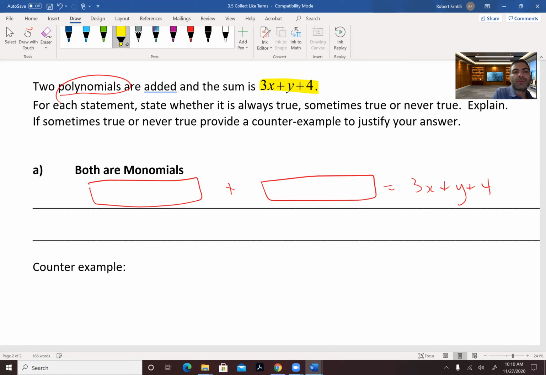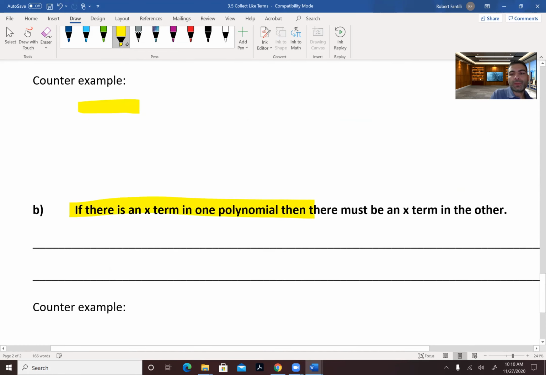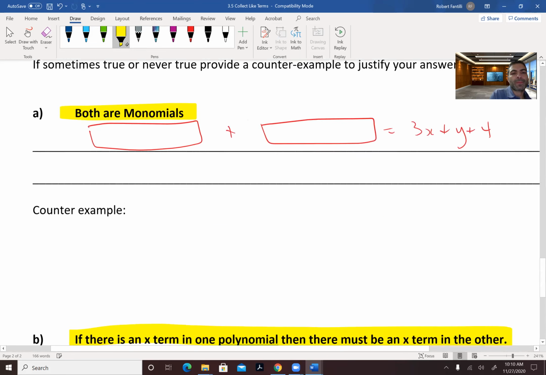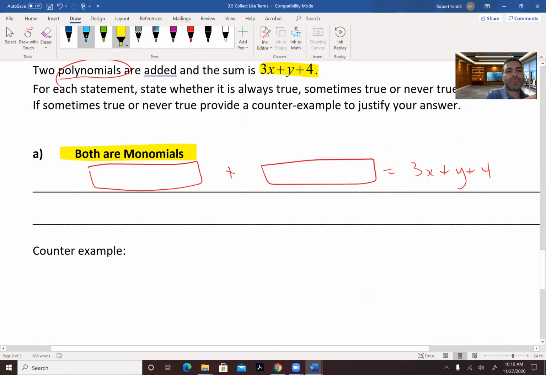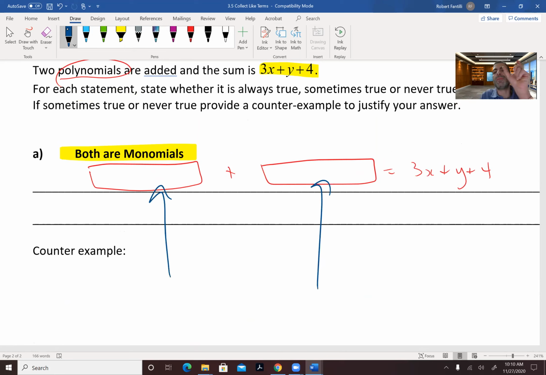Now, they're saying for each statement, well, this is the statement they're talking about. That's the statement, okay? And there's another one below. They're talking about those statements, okay? Is it true that if you add 2 polynomials together and their sum is 3x plus y plus 4, is it sometimes true, always true, or never true that both are monomials? So what's in there and what's in there both have to be a monomial. Well, think about that for a second. What is this? It's a trinomial. There's 3 terms. Monomials are both single terms.